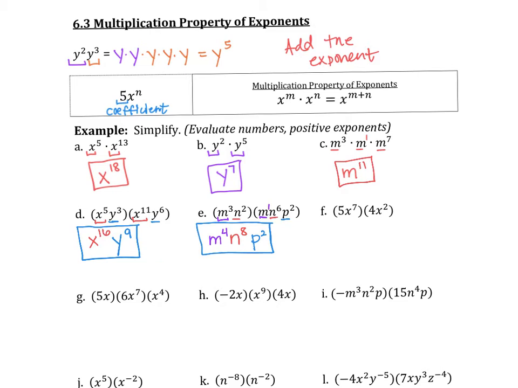Okay, now for example F, 5x to the 7th times 4x to the 2nd, we're going to add a coefficient. Okay, now coefficients are just normal numbers. So if I want to do this coefficient times this coefficient, 5 times 4, that's just 20. Normal multiplication on coefficients, they're just normal numbers. And then I will use the multiplication property of exponents to work with the remaining factors. So I have x to the 7th times x to the 2nd, which turns into x to the 7 plus 2 is 9.